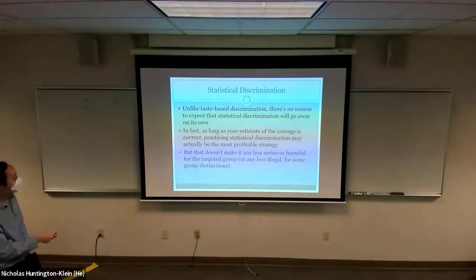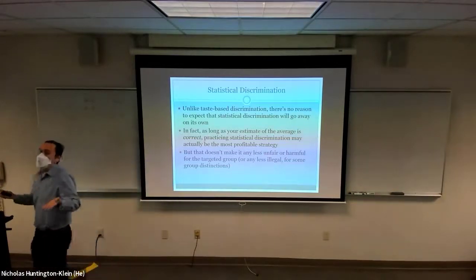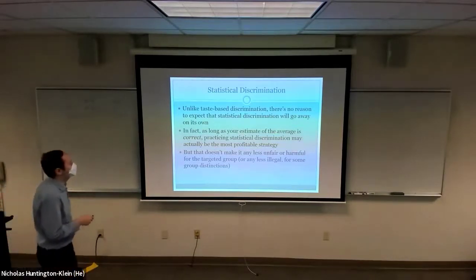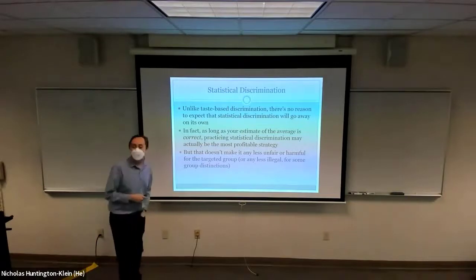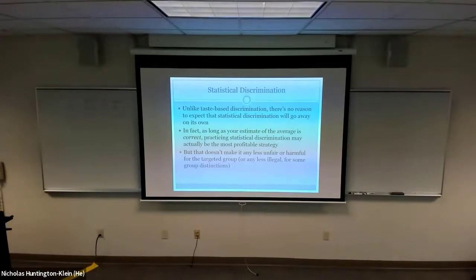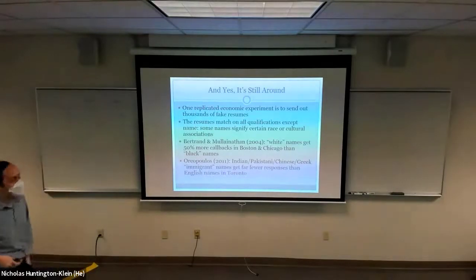Practicing statistical discrimination may actually be the most profitable strategy, which means that it would not by itself go away just on the basis of the market. You need something else there as well. But just because it is profitable does not mean it's not harmful or unfair. It doesn't make it just because it's not based on explicit prejudice. It's still based on things like stereotypes, and it still hurts people. It is still around, right?